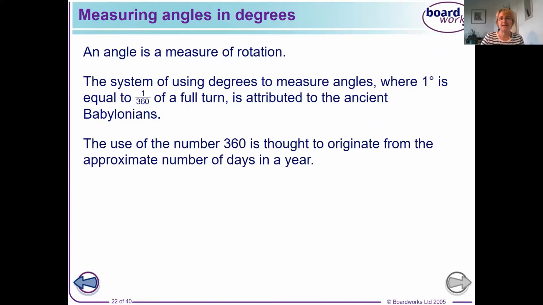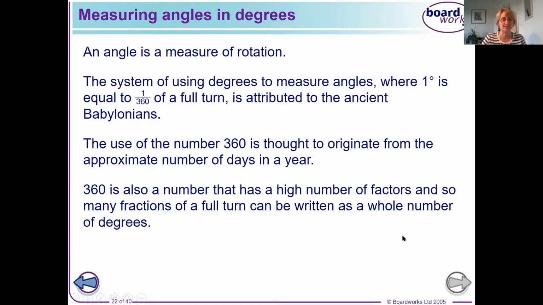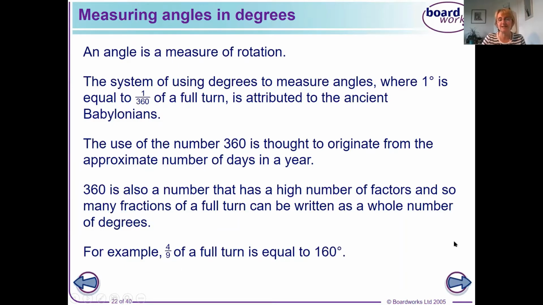Or it might be partly due to the fact that 360 is a very divisible number. You can divide it into quarters, thirds, fifths, sixths, 12ths, 20ths, 15ths. A lot of numbers divide into 360 without leaving a remainder. So it's a very useful one if you're going to do a fraction of a circle. You end up with a whole number of degrees, even if you do a random fraction like 4/9 of 360 degrees.